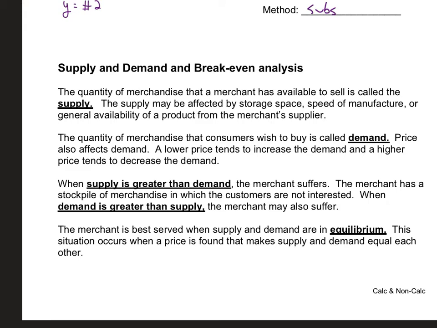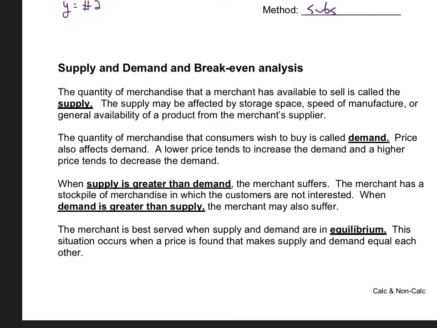Let's talk about supply and demand for just a second before we look at this last question. The quantity of merchandise that a merchant has to sell is called the supply, so however much I have. The supply may be affected by storage space, speed of manufacture, or general availability of a product from the merchant's supplier. The quantity of merchandise that the consumers wish to buy is called demand. So if all of us want to go out and buy a cherry Coke today, there would be more demand for that. Price also affects demand. A lower price tends to increase the demand, and a higher price tends to decrease the demand.